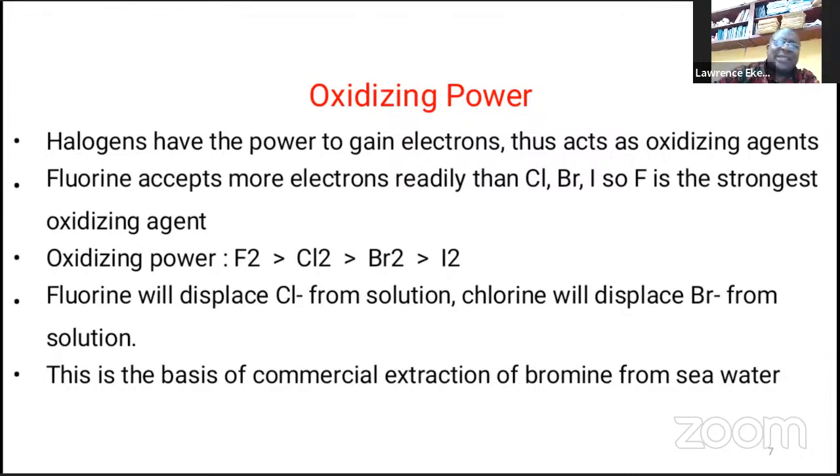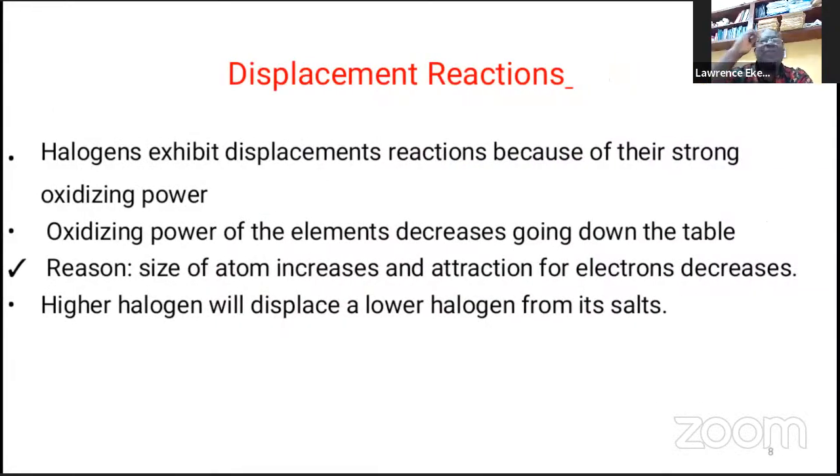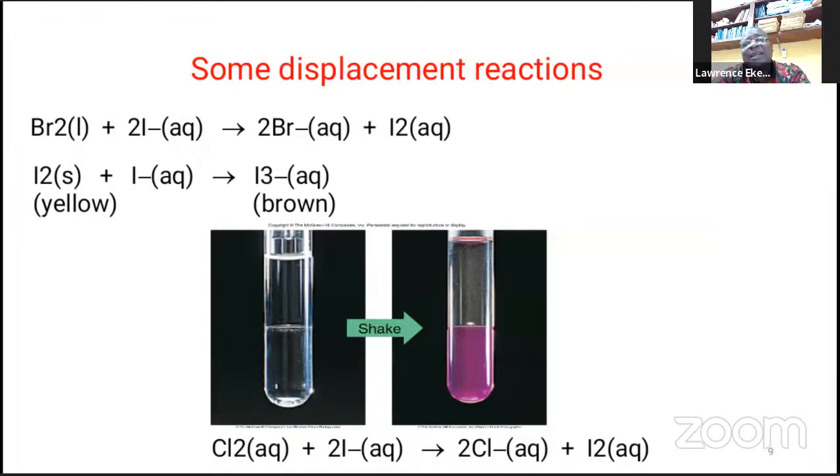And because of this, the higher halogen can displace the lower halogen, and so they exhibit displacement reactions. Fluorine can displace chlorine. Chlorine can displace bromine. Bromine can displace iodine. The reason is because oxidizing power decreases down, and so they can participate in displacement reactions.